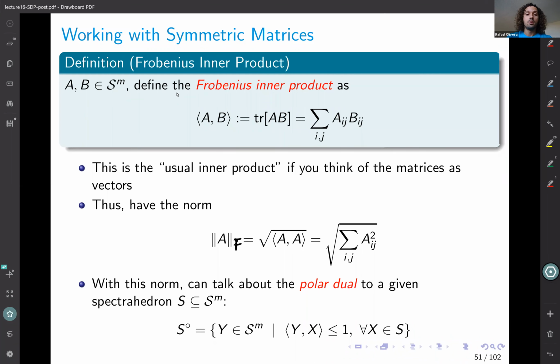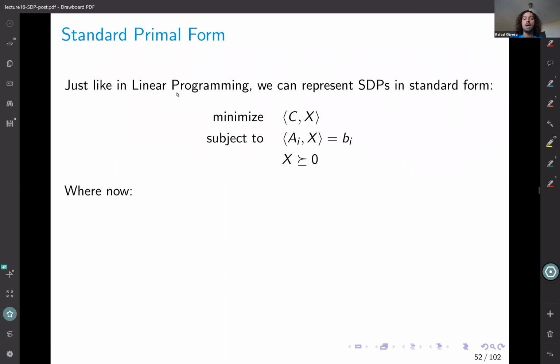Now, just like in linear programming, we can represent the SDPs in standard form. And what is the standard form? It is going to look very much like the standard form for linear programming. We're going to minimize, and now our variables are going to be encoded in a symmetric matrix. So X is a symmetric matrix. These are variable constraints.